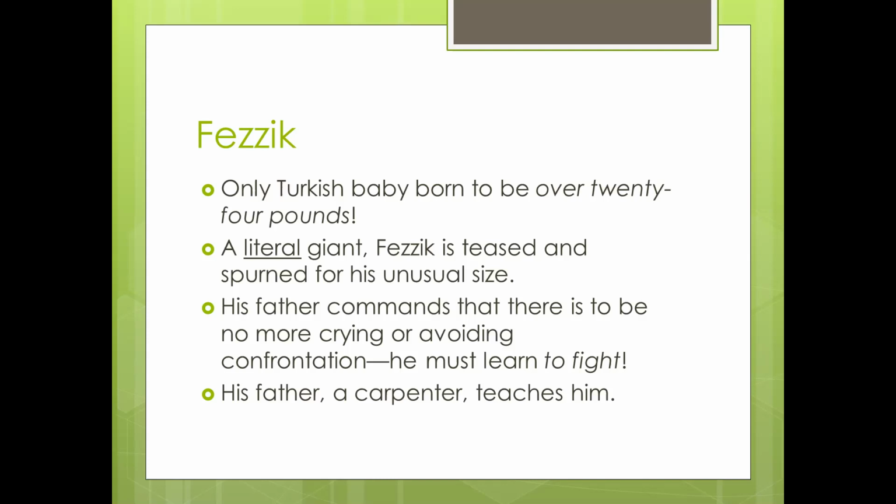But again, like Inigo, Fezzik has loving parents who refuse to see their child trampled upon. So his father simply commands that there is to be no more crying or avoiding confrontation in life, that Fezzik must learn to fight. And his father, a carpenter with large hands himself, teaches him how to fight. And at first, poor Fezzik can't even make a fist. He says you have to take your thumb out of your fingers to make sure that you don't break your thumb. It's okay if your opponent breaks a thumb, but that's not going to help us. You have to form a fist with your thumb on the outside. So, real basics.